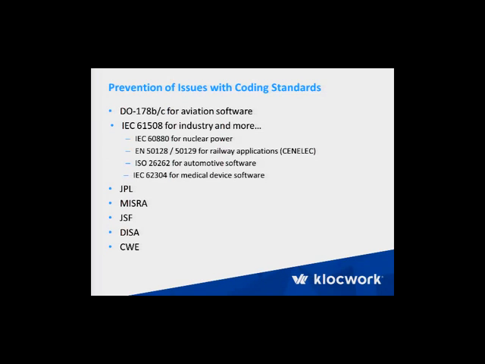So some of the things that people do for prevention is coding standards. There's a lot of them out there. You have aviation software, obviously, and IEC 61508, which has a bunch of substandards involved. You guys use the JSF or JPL, MISRA, DISA, CWE. Depending on whatever industry you're in, you're going to have a whole bunch of different standards that you can take into consideration, right?